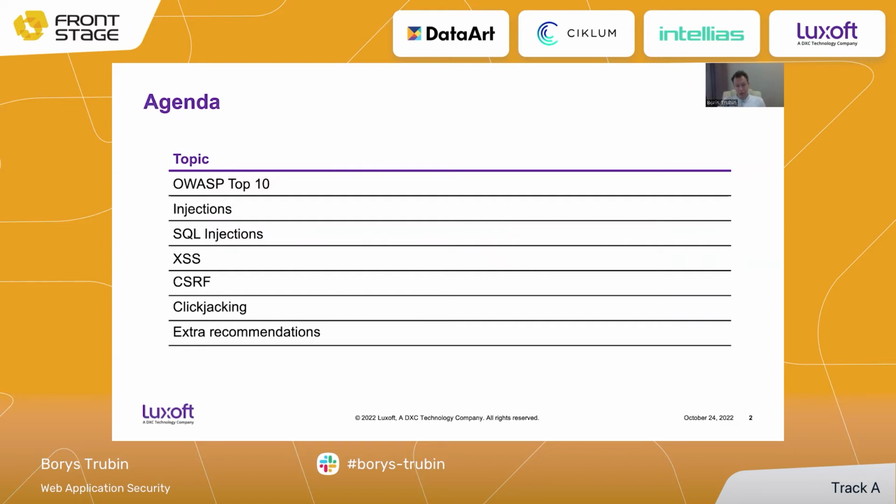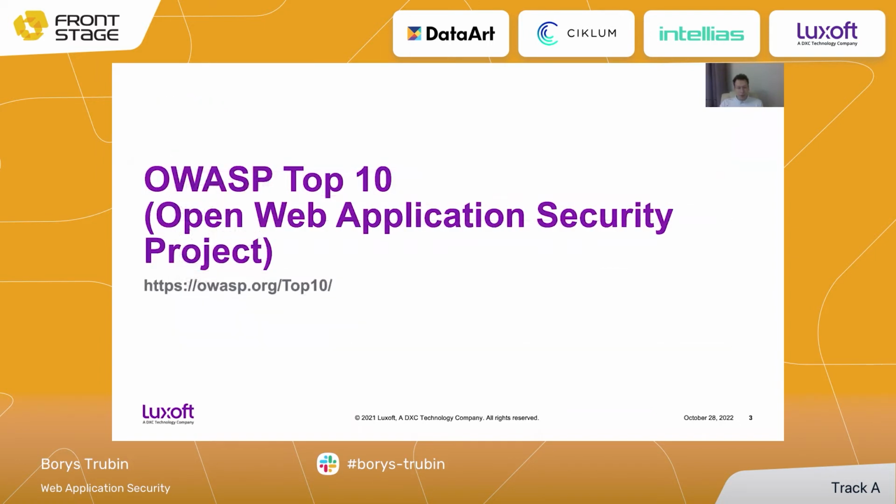I will also give you practical recommendations that you can implement in your projects. I would like to start with the review of the OWASP Top 10. OWASP is a non-profit organization that works to improve the security of software. It stands for the Open Web Application Security Project. Every 4 years, it produces the Top 10 list. This is a standard document for developers and web application security professionals.